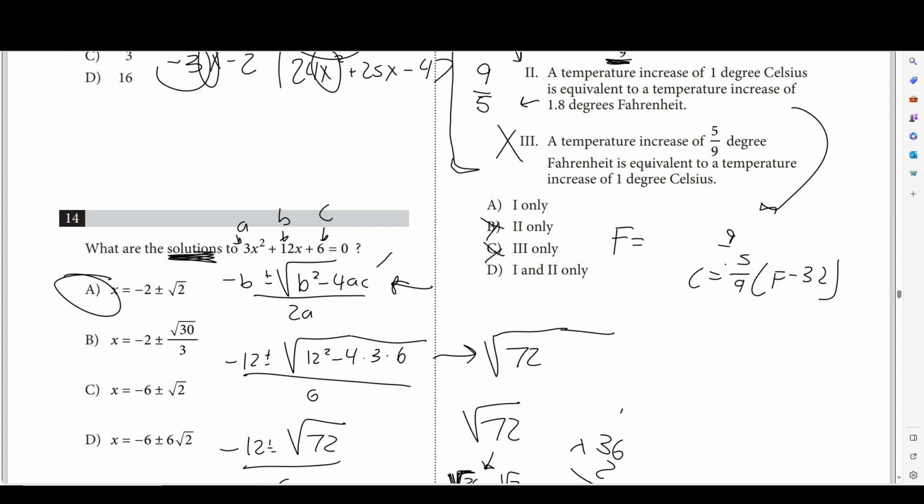So I'm going to multiply both sides by 9/5. And here I have 9/5 C is equal to F minus 32. 9/5 C plus 32 is equal to F, right?